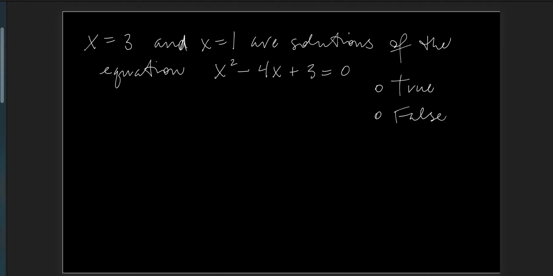In the next problem, there's a question that I've seen students seem to get confused about what it's asking for. x equals 3 and x equals 1 are solutions of the equation x squared minus 4x plus 3 equals 0. Is this true or is it false? So it's a true-false question, and we're focusing on this equation, x squared minus 4x plus 3 equals 0. So they're asking if these two things are solutions of this equation.